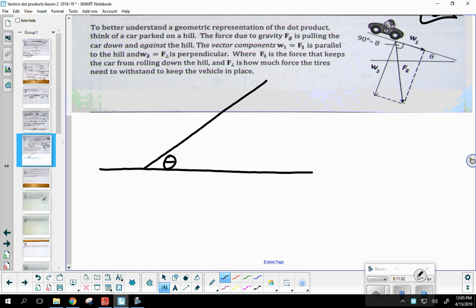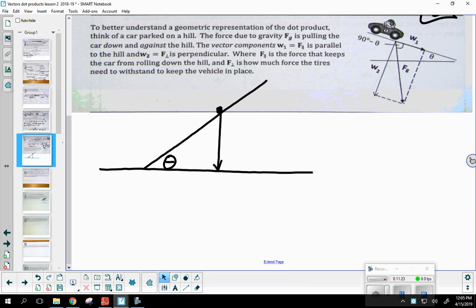Okay, so let's say you have an object sitting on that hill. And that object could be anything. I mean, in a lot of these problems, we might be talking about a car or something along those lines. Well, we have a vector that represents a force due to gravity. So this object here is going to be pushing straight down, right?